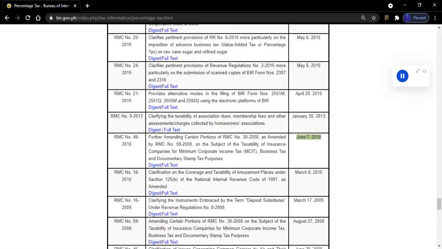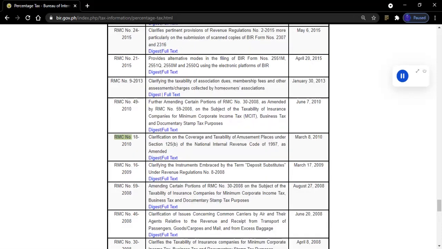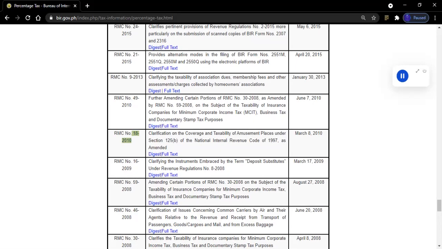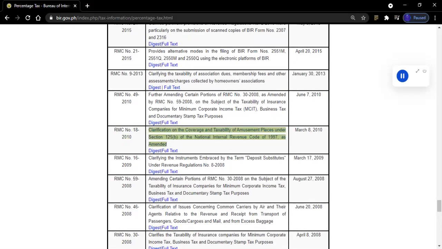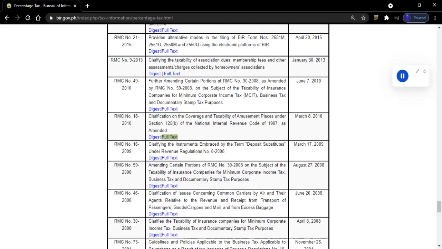June 7, 2010. RMC No. 18-2010. Clarification on the coverage and taxability of amusement places under Section 125B of the National Internal Revenue Code of 1997, as amended. Digest. Full text.